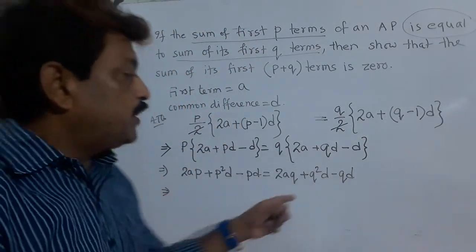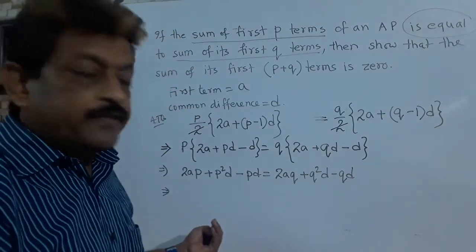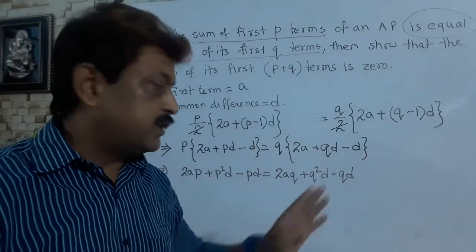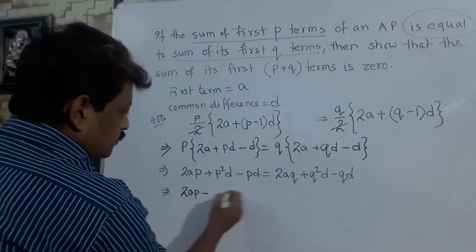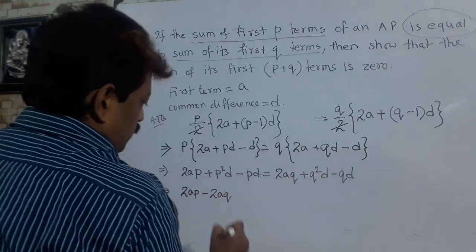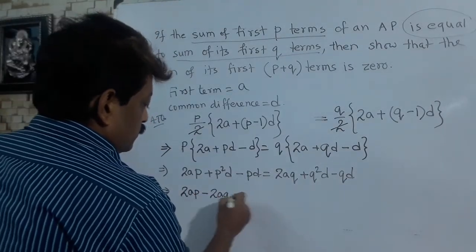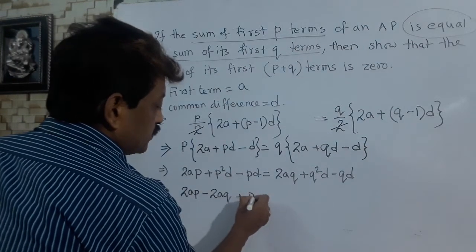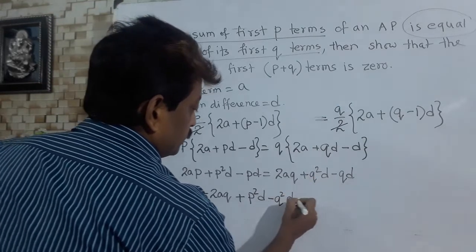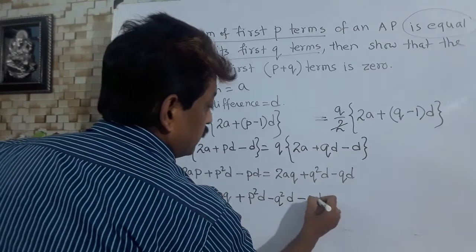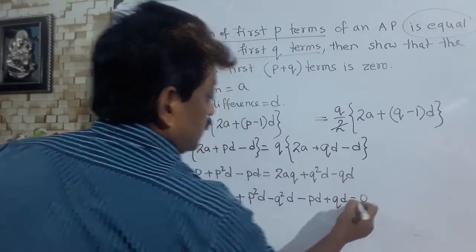Now let me bring all those things which are on the right hand side to the left hand side and make the RHS 0. So it will be 2ap minus 2aq, arranging them properly, then p square d minus q square d, minus pd, and the minus qd will become plus qd on the left hand side.